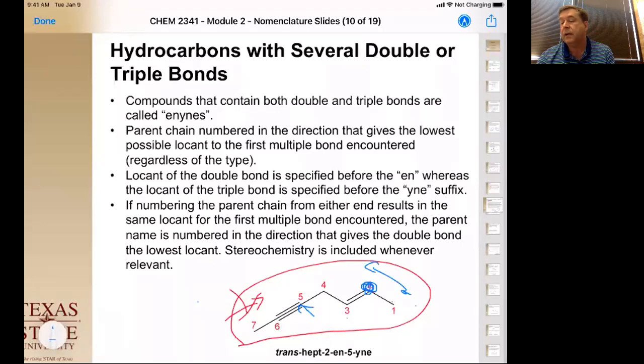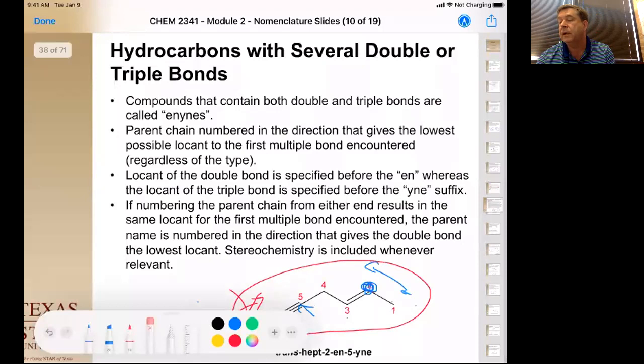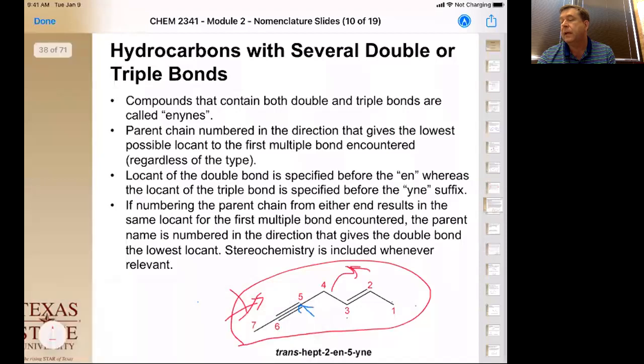So in this case right here, our stereochemistry for the double bond is, oh, the 2 groups are on opposite sides from each other. They can't butt into each other. So that gives us the trans. So that brings our total name up to trans-hept-2-en-5-yne.